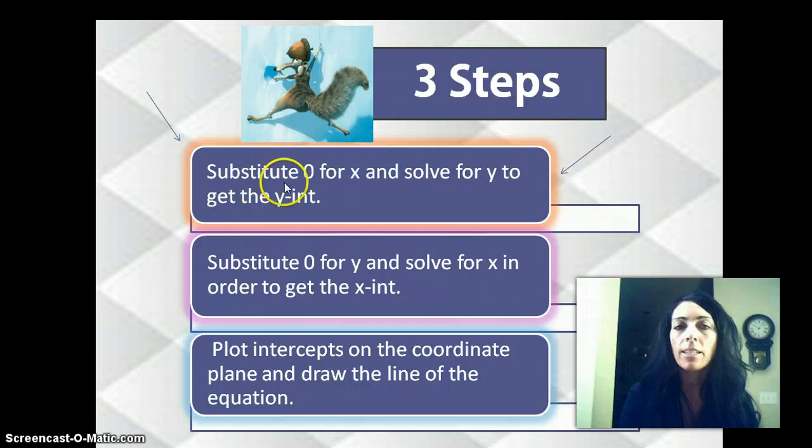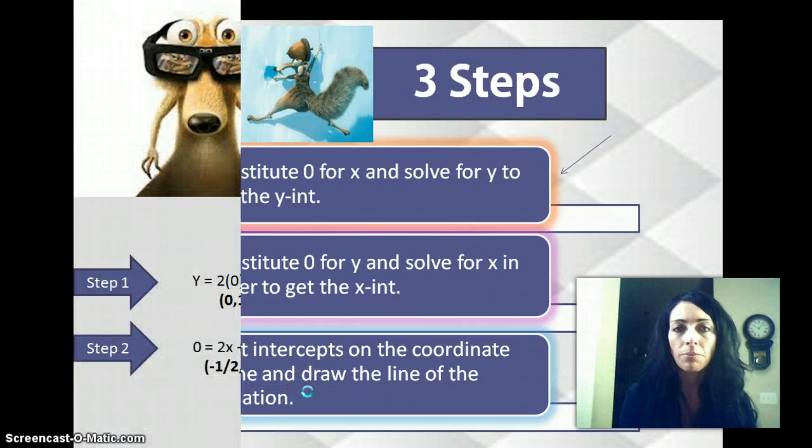The first one is to substitute 0 for x and then solve for y to get the y-intercept. The second one is substituting 0 for y and solving for x in order to get the x-intercept. And then the third one is to take those two intercepts, plot them on the coordinate plane, and then draw the line of the equation.